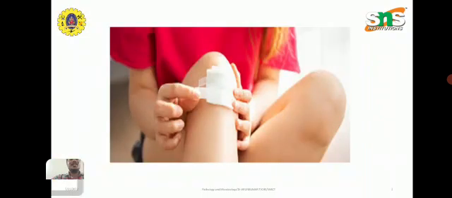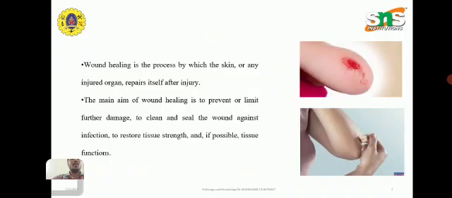Okay, students, by seeing this image, what you understand is that the child has a wound in his leg and he is dressing his leg, right? You know why he is dressing it? Because he wants to cure his infection or whatever is happening in his leg. So that's what we are going to see today.